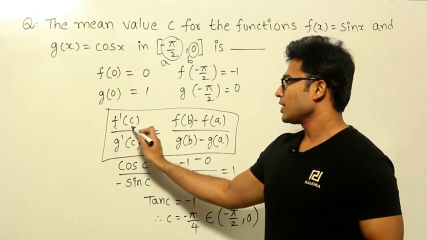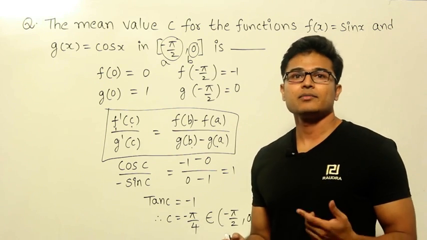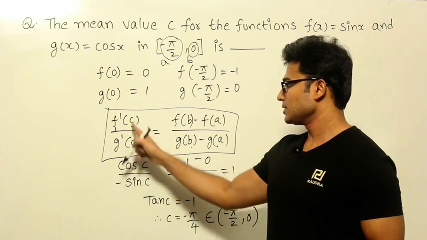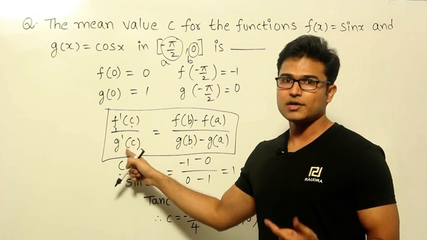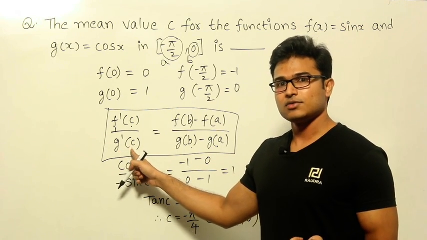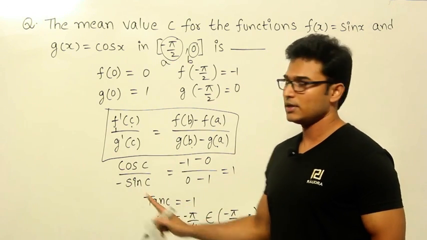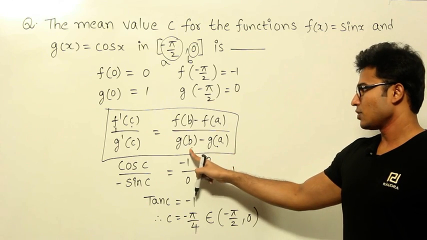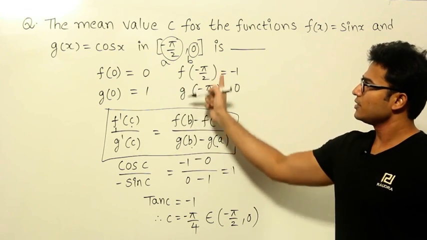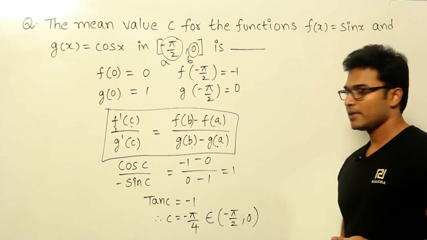Now what is f dash of C? If f of x equal to sin x, f dash is nothing but cos x. Now f dash of C is nothing but cos C. Similarly, if g of x equal to cos x, then g dash of x is going to be minus sin x and g dash of C is going to be minus sin C. Got it? Okay, that equal to f of b minus f of a divided by g of b minus g of a, and all these values we computed here anyway. So we are going to get that tan C equal to minus 1.